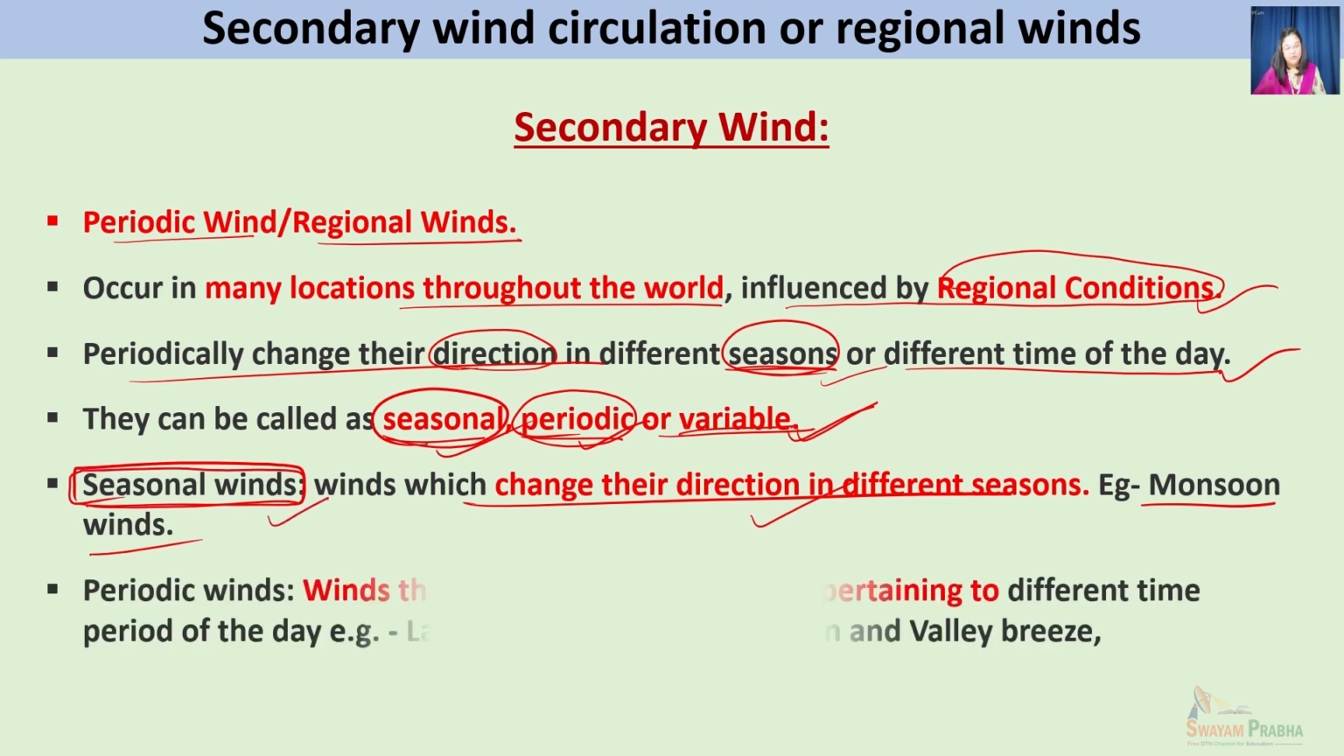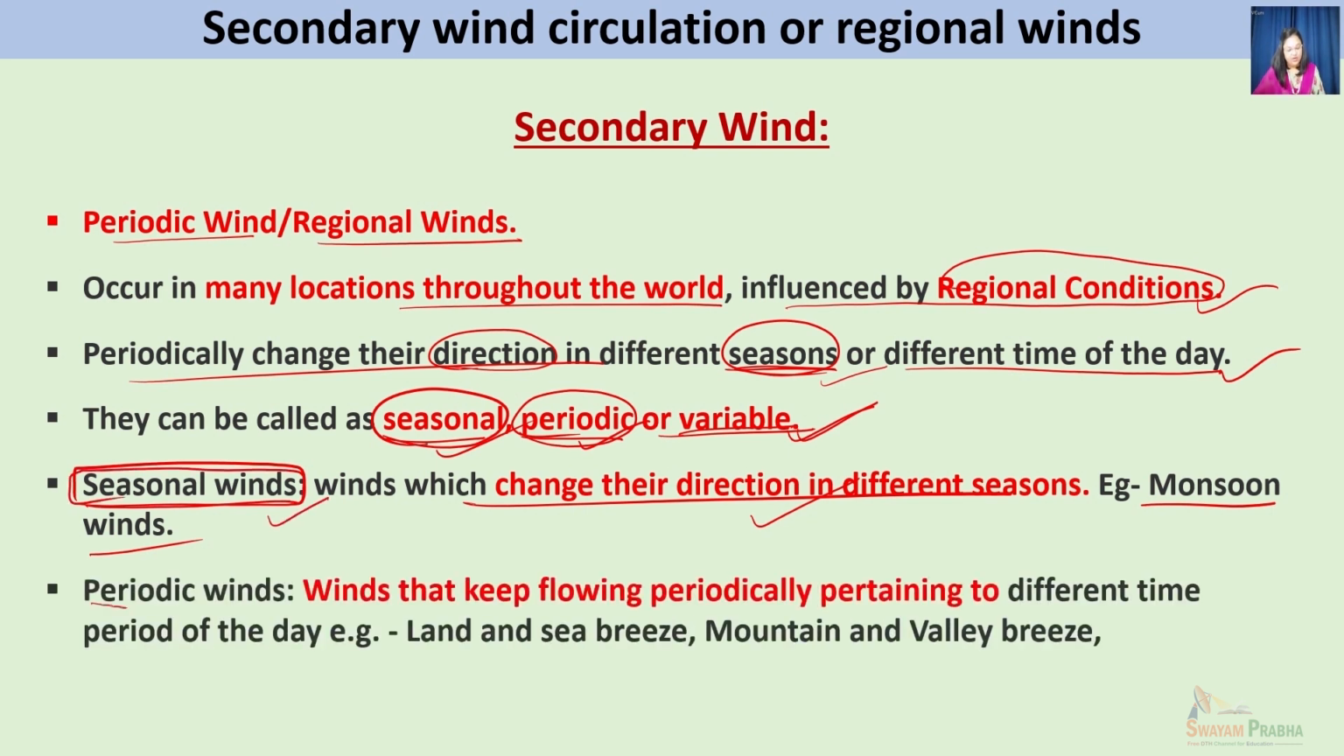Besides seasonal winds, they may also exhibit characteristics of periodic winds because they keep flowing periodically pertaining to different time periods of the day. During the daytime, you may have an entirely different set of winds blowing as compared to the nighttime. Secondary winds specifically are periodic winds. They are regional in character because they cover a comparatively smaller area when we compare them to planetary winds. Their aerial coverage is comparatively less than planetary winds. So these are secondary winds.